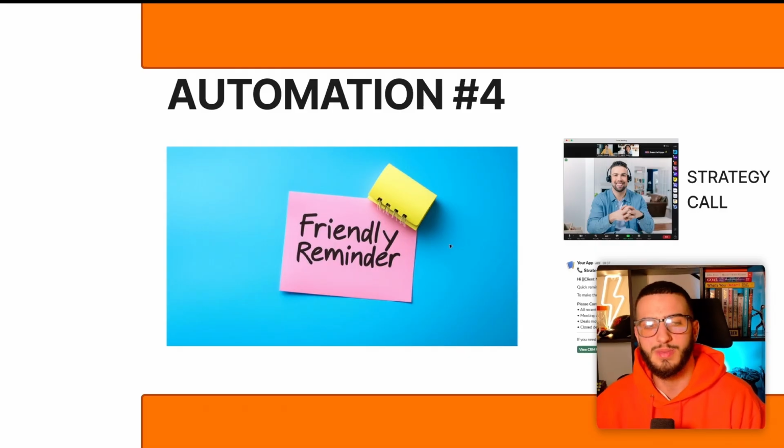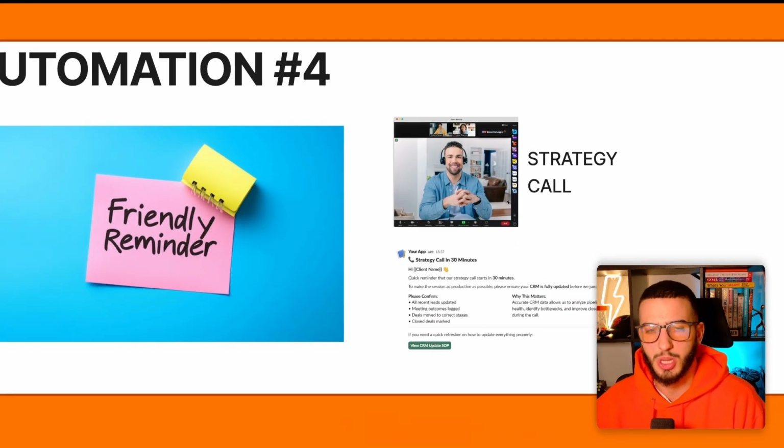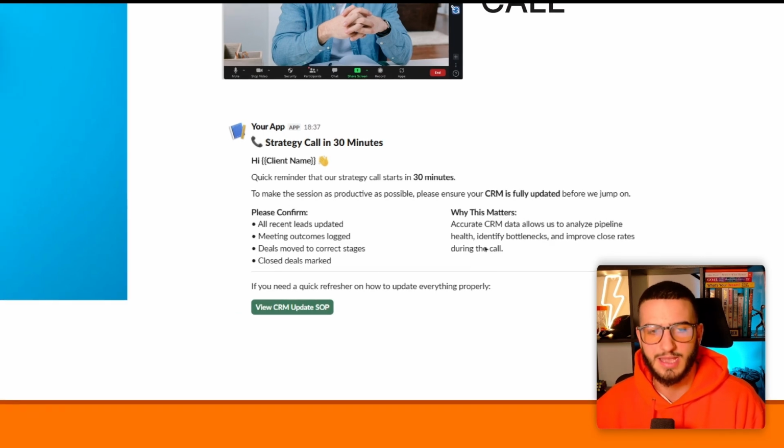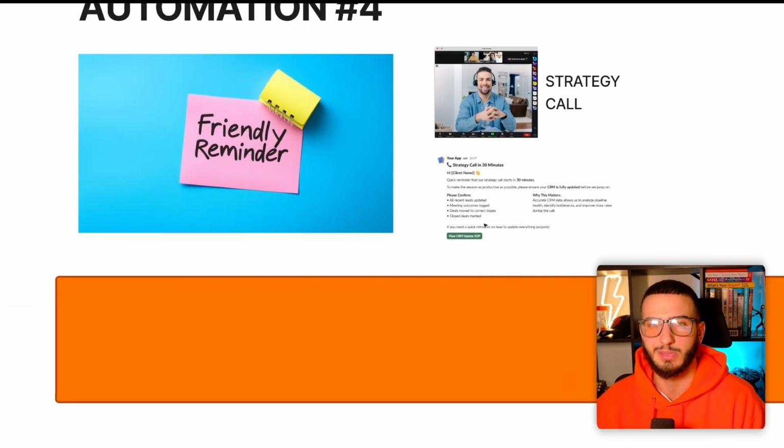Your CSM shouldn't be doing that. Now, don't get me wrong, they should be doing that in some examples to obviously hold clients accountable, but not on a consistent basis. That's not their job. So what we basically did here is very simple. Before strategy calls, you go ahead and send a reminder message that can look something like this to remind the client to update the CRM before the call. And that's just the expectation going forward.